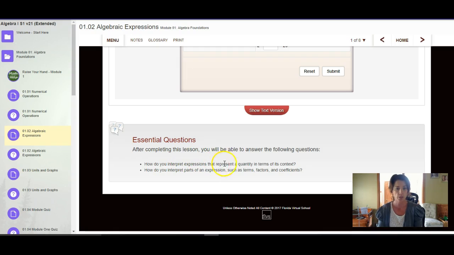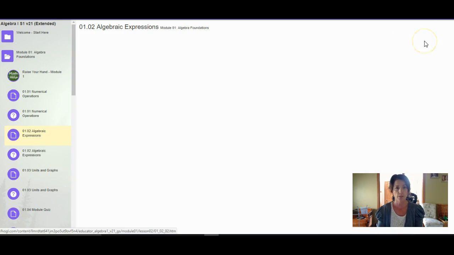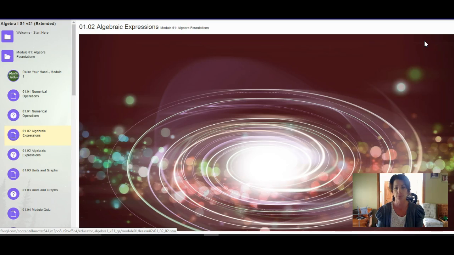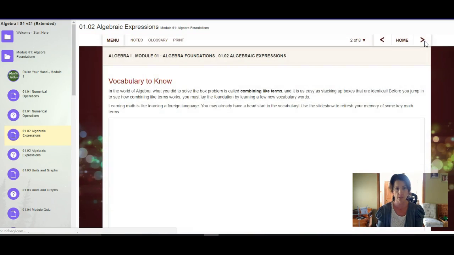So how do you interpret expressions that represent a quantity in terms of a context? And how do you interpret the parts of an expression, such as the vocabulary words term, factors, and coefficients? So when you get from here, then you're going on to the next lesson page of 1.02.